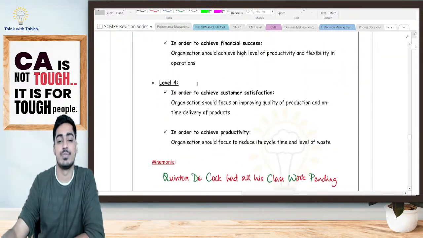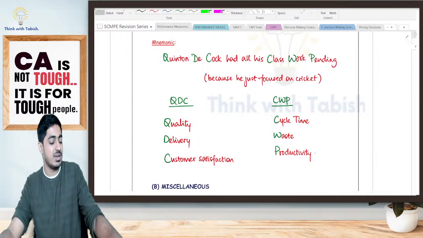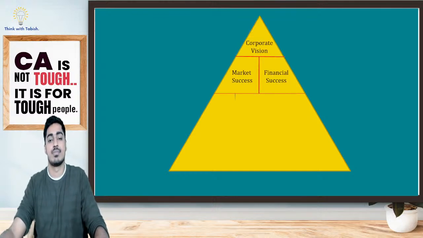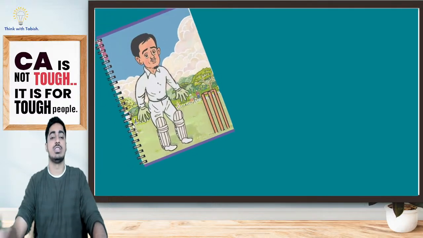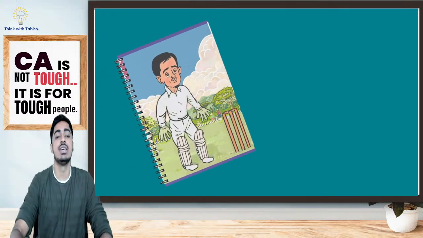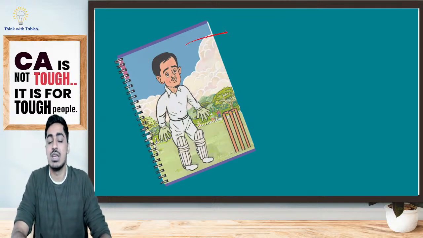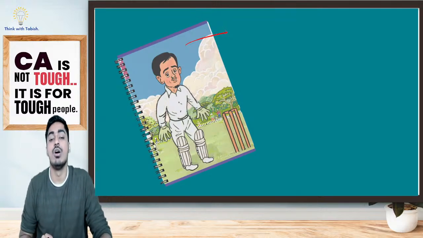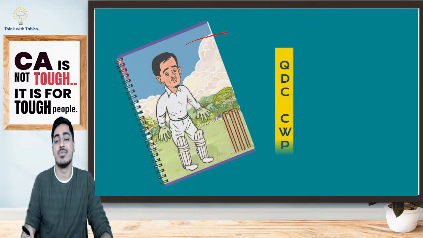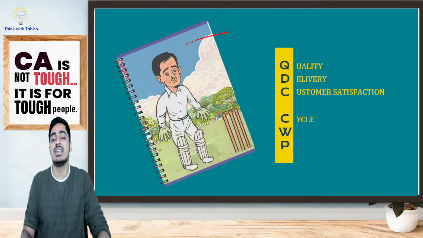Now, look at this one small mnemonic we have. You guys can remember it even without that, but still. Look at this, students. Do you know this person? Everyone, do you know this person? This is Quinton de Kock, South African cricketer, who is a wicket-keeper batsman. Just giving a simple thing, remember: Quinton de Kock always had his classwork pending. Why? Because he was always focusing on cricket, right? So I am telling, Quinton de Kock always had his classwork pending.